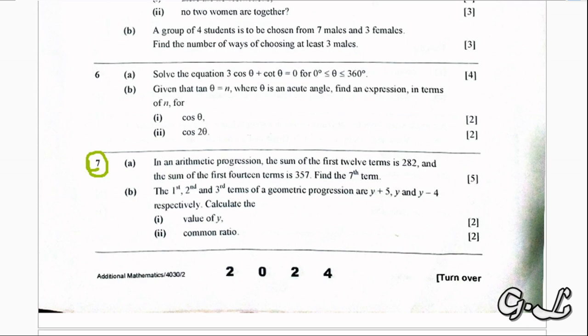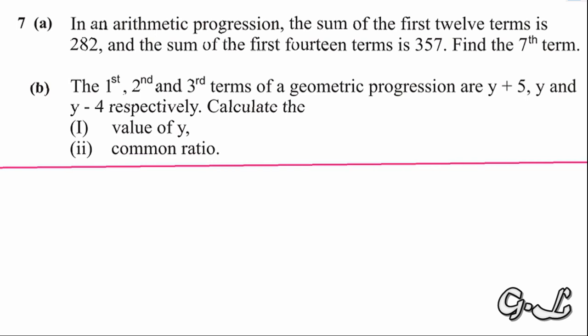So let's quickly go into the solving. We are starting with part A. Part A states that in an arithmetic progression, the sum of the first 12 terms is 282 and the sum of the first 14 terms is 357. Find the seventh term. So how are we going to find the seventh term?